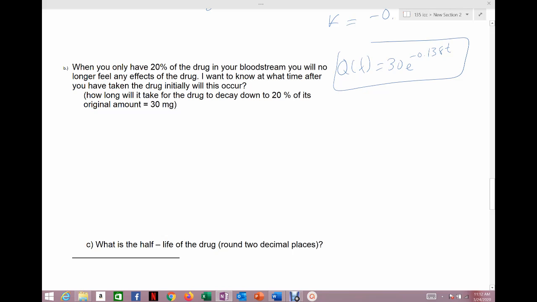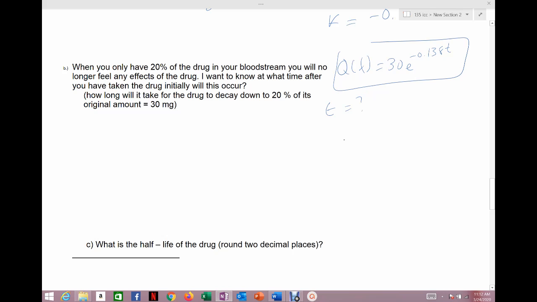So this would be, when you get your ibuprofen or whatever and they say it works for 12 hours, well, this is what they're figuring out. What does it need to break down to? And they usually do it based on averages. Alright, so we're looking for the time it will take for the quantity to decay down to 20%.